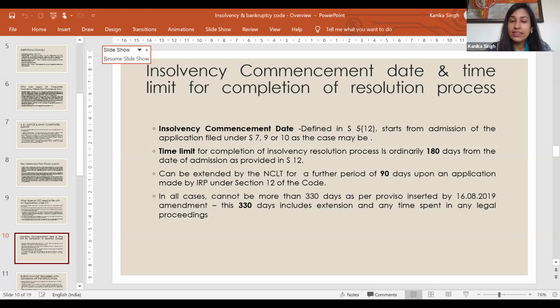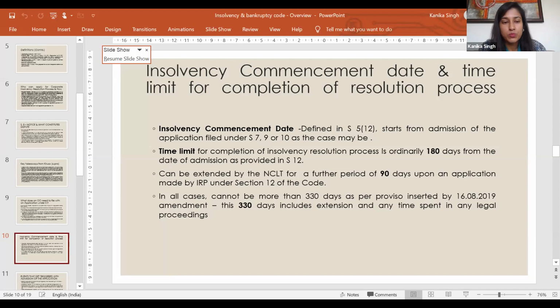And in all cases, and this was brought in by a very recent amendment, this period, with extension and with any other delay, cannot exceed 330 days, as has now been provided in the proviso inserted by the 16th August amendment. What this basically means is that from the start of the resolution process, 330 days is the outer cap within which the resolution process has to either be satisfactorily completed, that is, you get a plan and it goes forward, or the company moves for liquidation, which is the second part of the Code. But in either scenario, 330 days is the outer limit and nothing more.